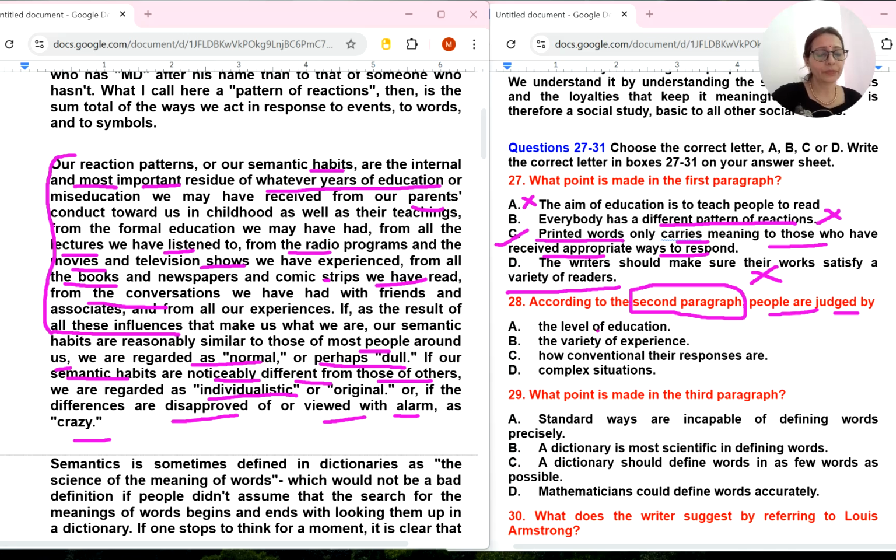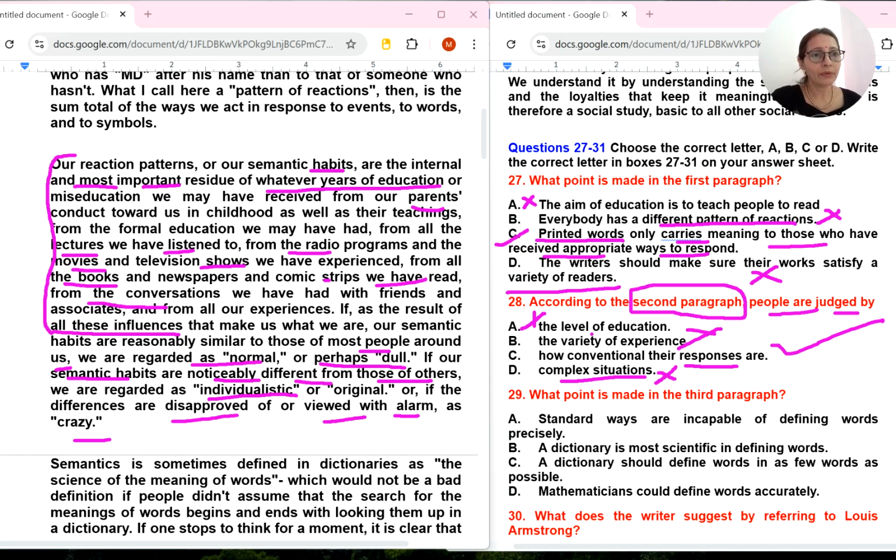Okay, so the level of education? People are judged by... no, not the level of education. Variety of experience? No, they are not talking about that actually. How conventional their responses are? A complex situation is also not there, so we will just move to C. Because here they are talking about what makes us, our semantic habits are reasonably similar. So if we are regarded as normal when we have the same habits, and if our habits are different from others, we are regarded as individualists. So this we can mark with C.